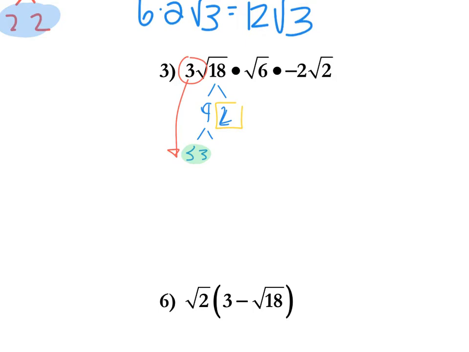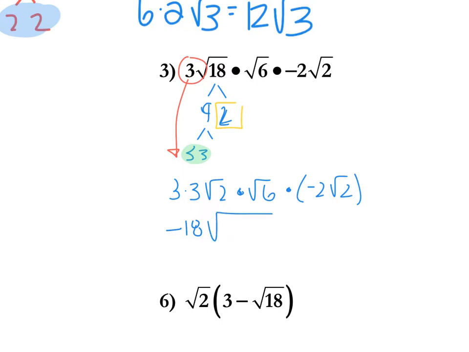From here we have 3 times 3 root 2 times root 6 times, I'm going to put this in parentheses so we make sure that we don't accidentally subtract those. So we multiply everything in front. So we've got the 3 times 3 times negative 2. That goes on the outside. So that's going to be negative 18.